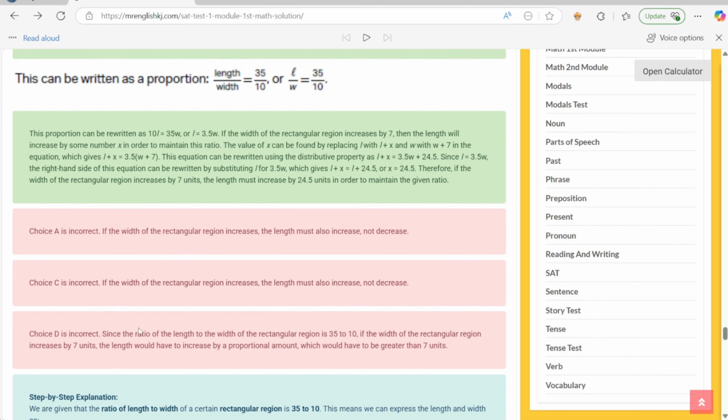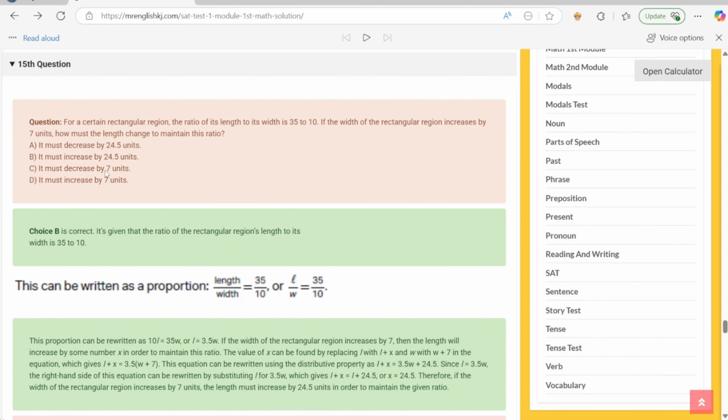Now if you look here at the options, we have two that make it easy for us. It must decrease by 24.5, but obviously it won't decrease, it will always increase. And it must increase by 24.5. Obviously, that is the answer.